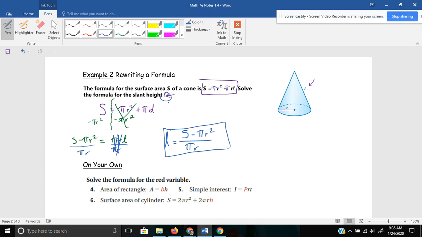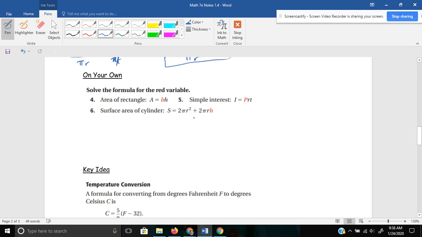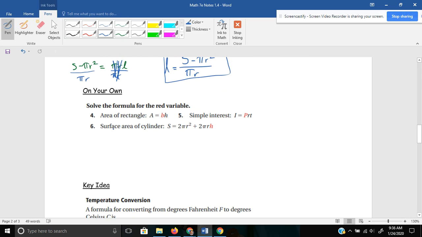We just rewrote the formula. It was solved for surface area, and we just rewrote it for slant height. So try 4, 5, and 6 on your own, problems that are similar. We just need to rewrite them in terms of the red variable.